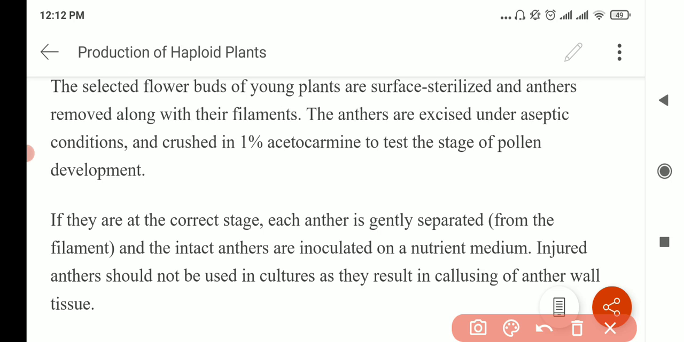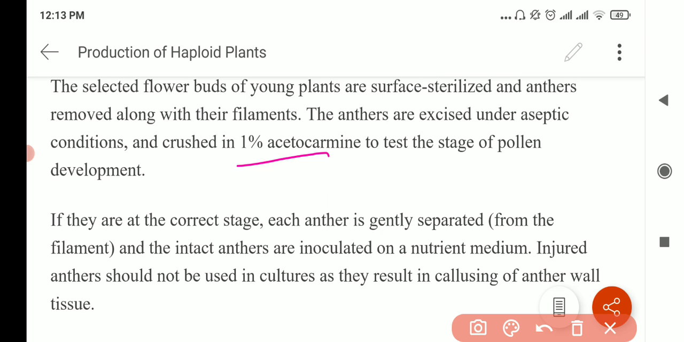You autoclave all of your forceps, your needle, your petri plate, your agar, everything, except obviously the living tissue, except the flower bud. You surface sterilize the flower bud, but the rest you clean very nicely, so they should be in aseptic condition. Then you crush that anther, which you cut, in 1% acetocarmine to test the stage of pollen development.